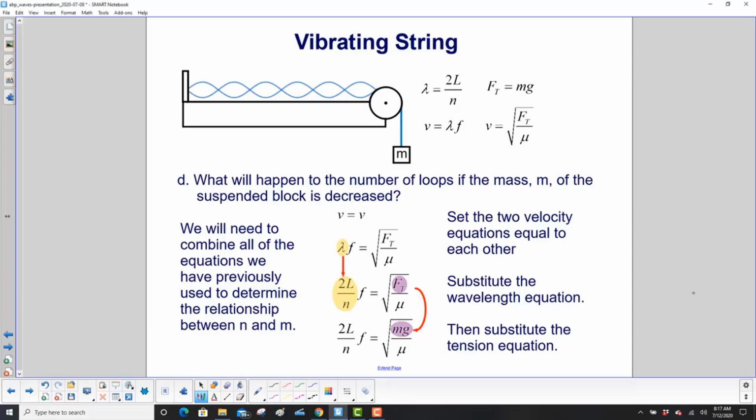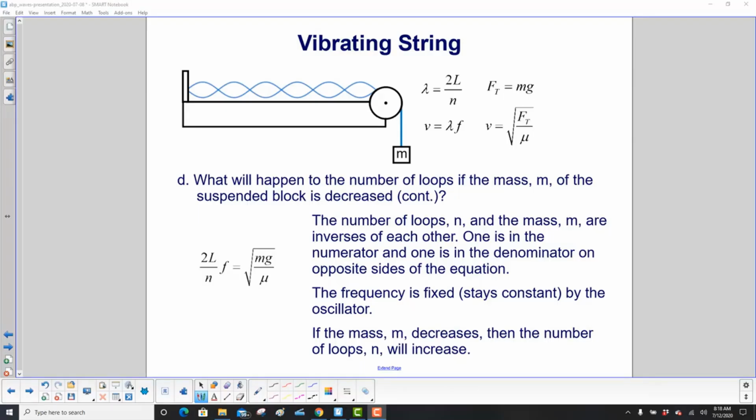What will happen to the number of loops if the mass m of the suspended block is decreased? Well, now we have to use all our equations. We're going to set the two velocity equations equal to each other. So we have lambda f is equal to the square root of tension over mu. And what's lambda for this vibrating string? Well, it's 2L over n. And what's tension? It's mg. So we now have this algebraic expression that we're going to analyze on the next slide.